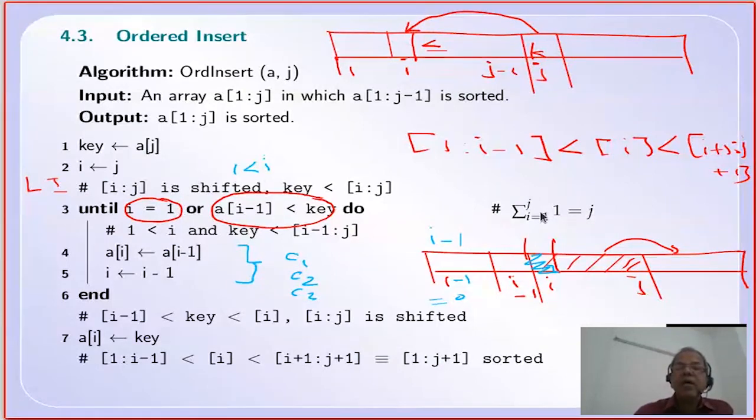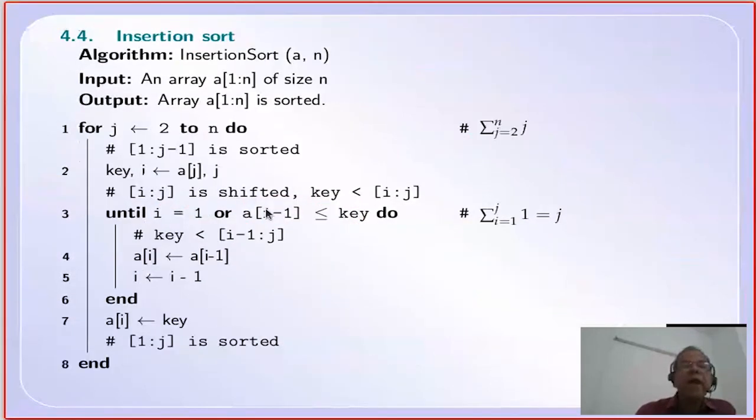All right. So how many times is the loop body iterated? Sum of 1 for i equal to 1 to j. j times the loop body will be executed. This is insertion sort. Algorithm InsertionSort(A, n): input is an array A[1..n] of size n, output is array A[1..n] sorted.